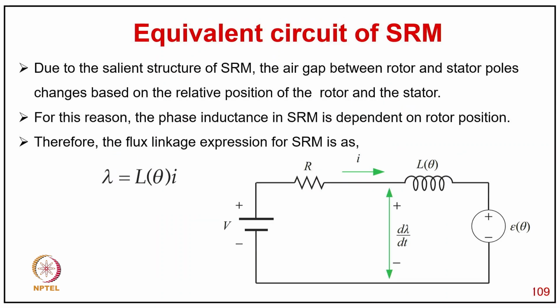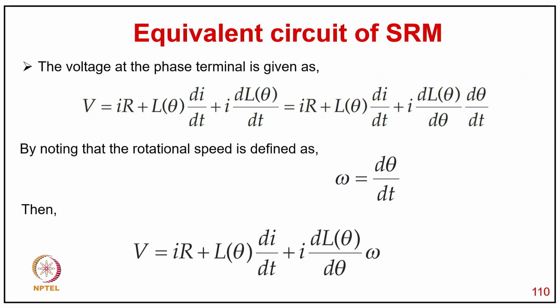The equivalent circuit here you can clearly see, with the battery connected, R, L and the back EMF. Due to the salient structure of the switched reluctance motor, the air gap between the rotor and stator pole changes based on the relative position of the rotor and stator. For this reason, the phase inductance in the SRM is dependent on the rotor position. Therefore, the flux linkage expression of the SRM is lambda equal to L(theta) i.